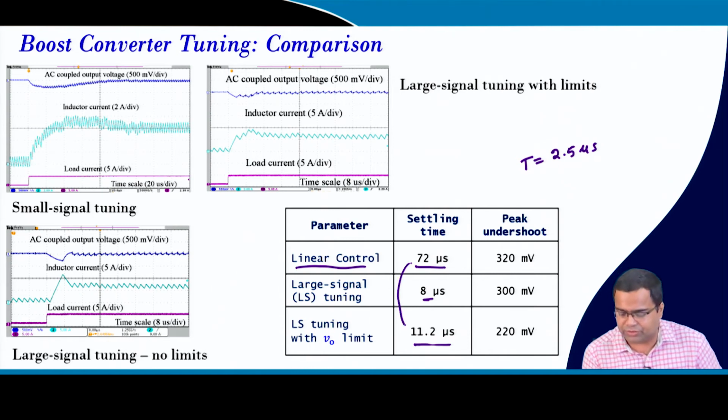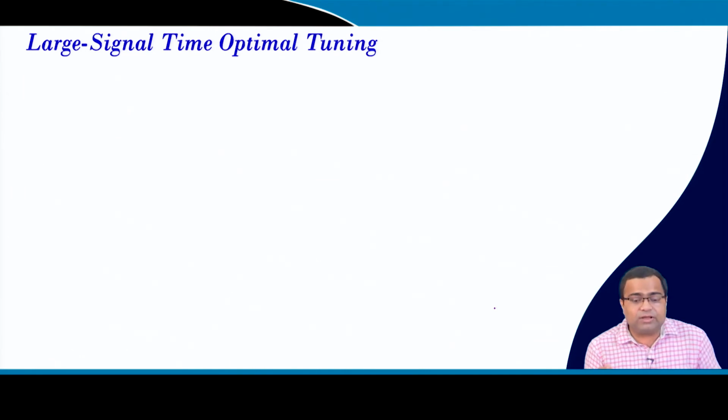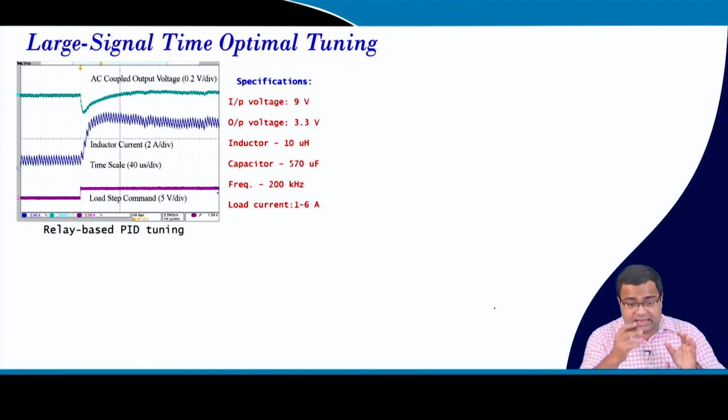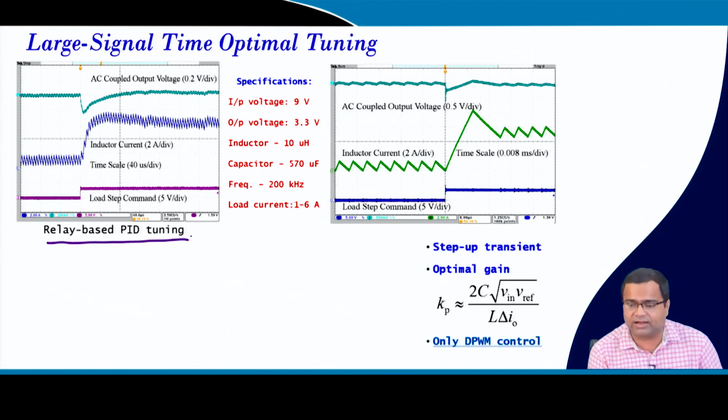So, it is almost a more than 6 times improvement, even with reduced undershoot, because the voltage undershoot can be reduced by imposing a voltage constraint as well as a current constraint. We have initially applied this to a buck converter, where we compared it with the traditionally used relay-based PID tuning, which we discussed in lecture number 34.